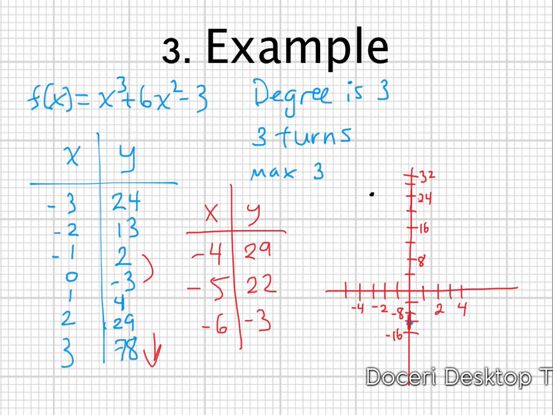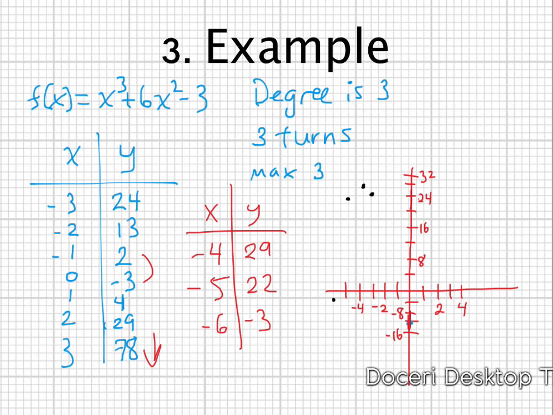I'm going to erase a little bit of what I have here. +29 is going to be a little bit more than, probably right about there. And -5, I drop back down to 22, even lower than 24. And -6, I drop all the way down to -3, so I'm probably going to be right about here. A little less than 4. Okay?